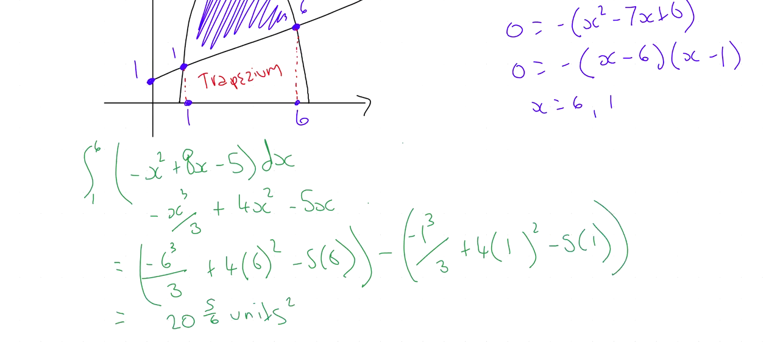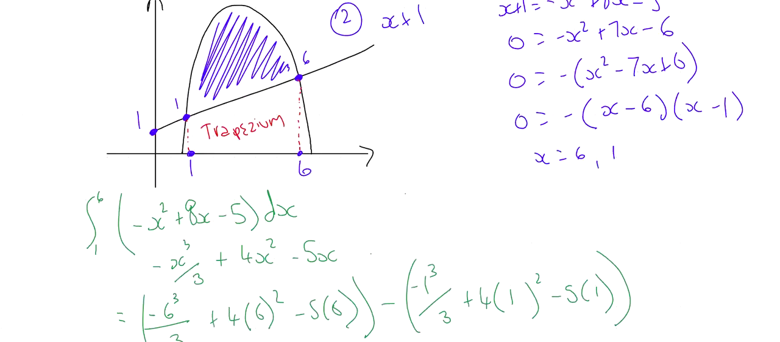But let's do the trapezium bit as well. That's the area between the curve all the way down to the x-axis, right? But the problem is we don't want this bit, so we have to subtract this bit. I've just worked out the entire area between the curve and the x-axis, between 1 and 6.